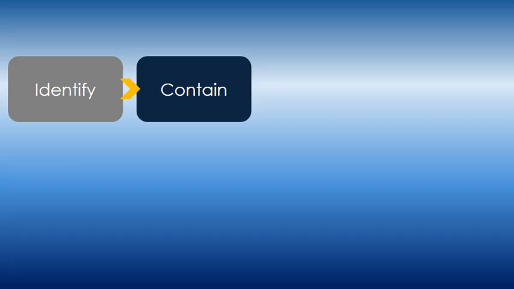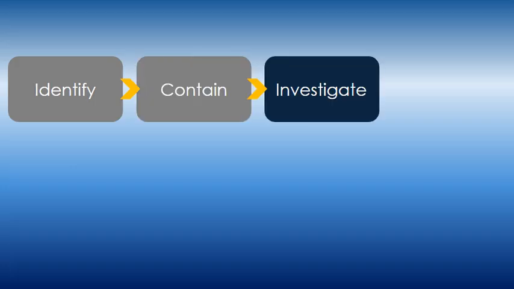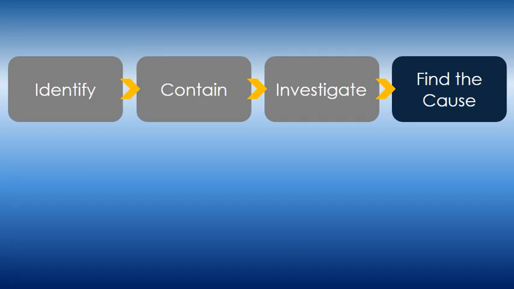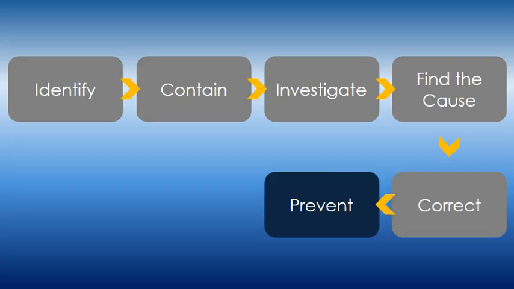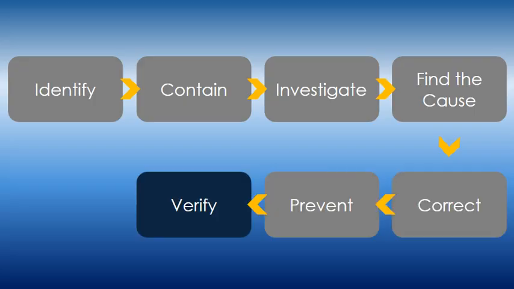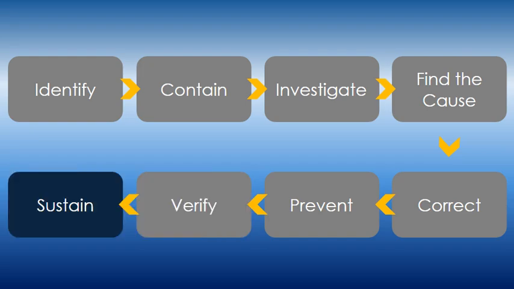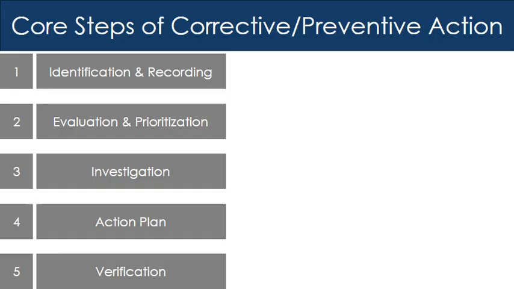The CAPA mindset can be summarized as identify, contain, investigate, find the cause, correct, prevent, verify, and sustain. Using a systematic approach to corrective action ensures that organizations fix the true root cause of a problem instead of just treating the surface symptoms.